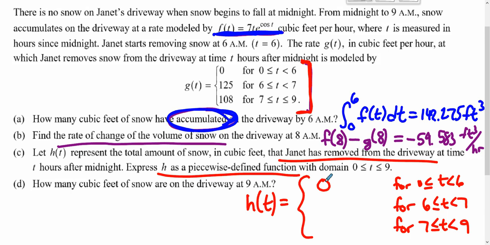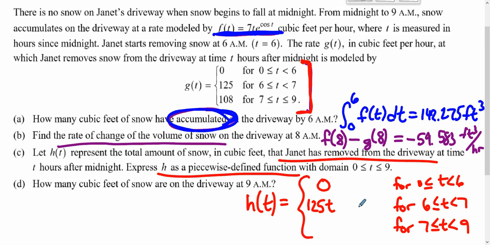Now let's consider between 6 and 7. Janet is removing snow at 125 cubic feet per hour. And that's linear. This derivative is a number, which means that this function is a linear function. This is the derivative, so this is the slope, right? And then all we need is the y-intercept.